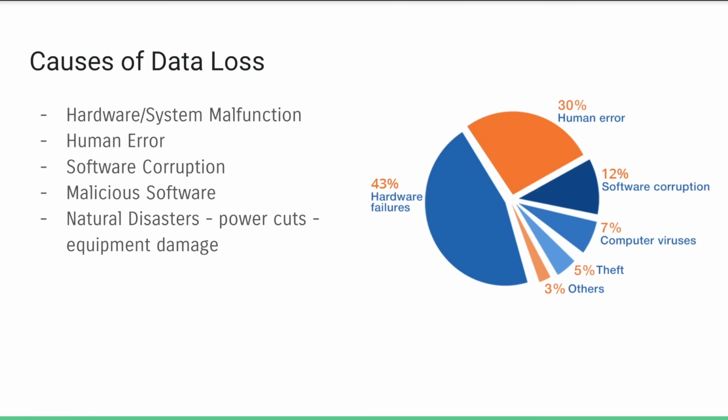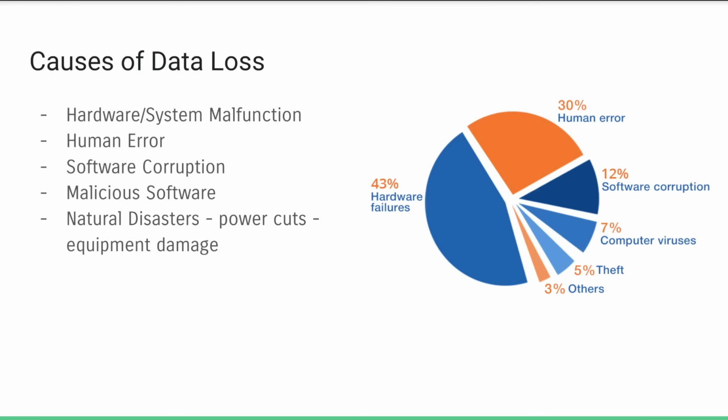Now, there are a couple of common causes of data loss. The first one is hardware/system malfunction. If something just goes wrong with the hardware, this could be triggered by some external condition like a power cut, but something goes wrong and you lose data or your data is corrupted. Also, human error. Like maybe you have an intern who accidentally deletes the whole database for your company. That is a human who made an error.